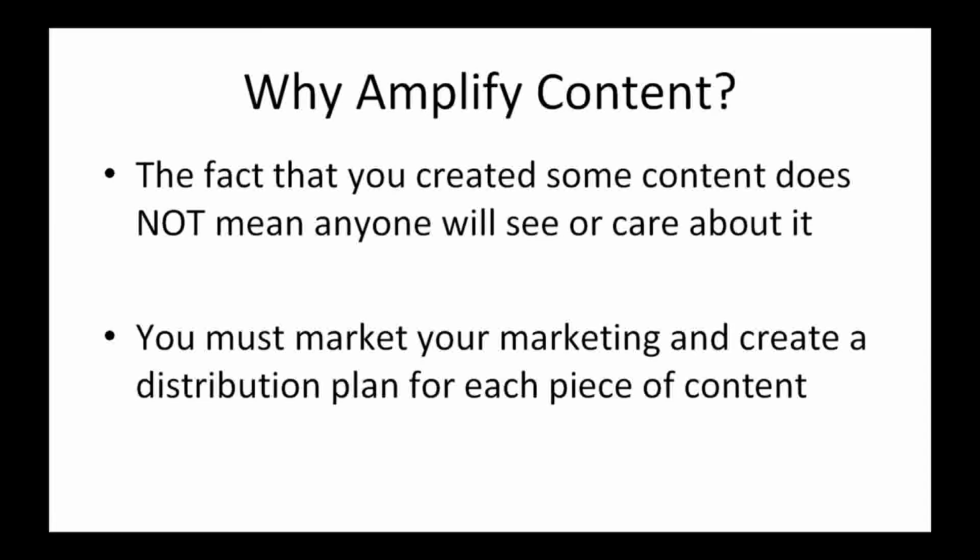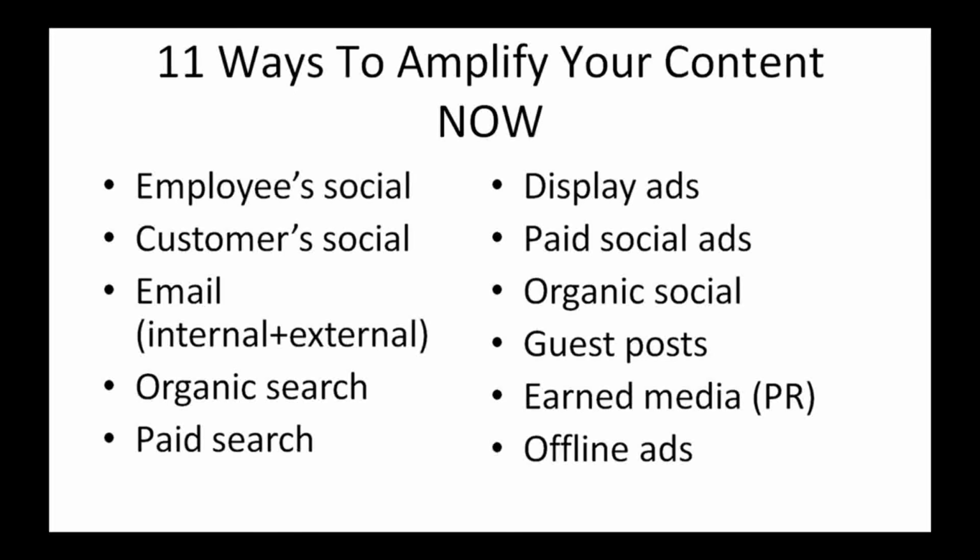So where do you amplify them? I'll give you 11 ways to amplify your content now. You can do it on your employees' social media, customer social media, internal or external email, organic search, paid search, display ads, paid social media ads, organic social, guest posts, earned media, and offline ads. There you have it, the 7 steps to build a killer content marketing strategy.